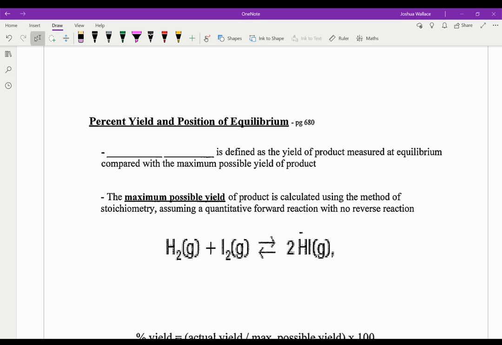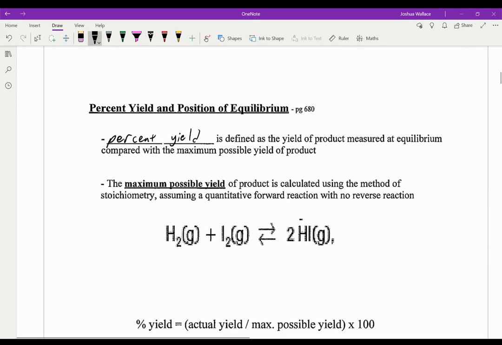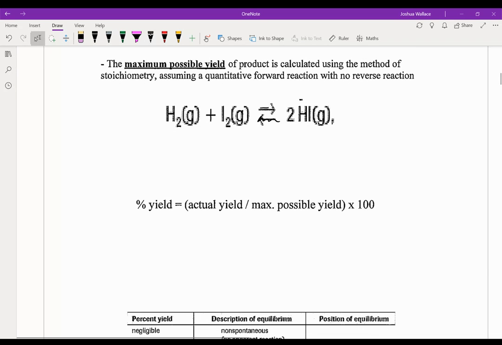Percent yield and position of equilibrium. Percent yield is defined as the yield of product measured at equilibrium compared with the maximum possible yield of product. The maximum possible yield of product is calculated using the method of stoichiometry, assuming a quantitative forward reaction with no reverse reaction. So we would essentially be saying that the one reaction we have is this one here. So the formula percent yield is our actual yield over our max possible yield times 100%.